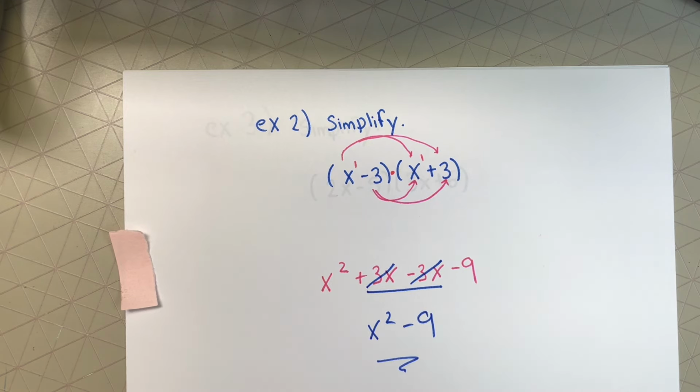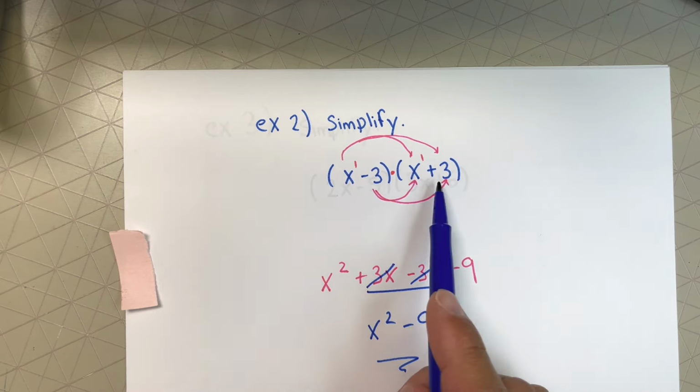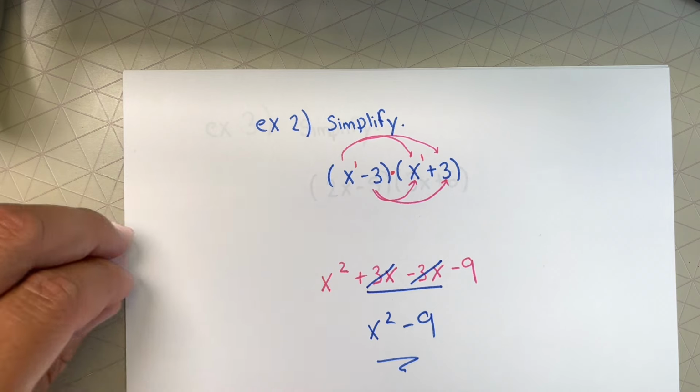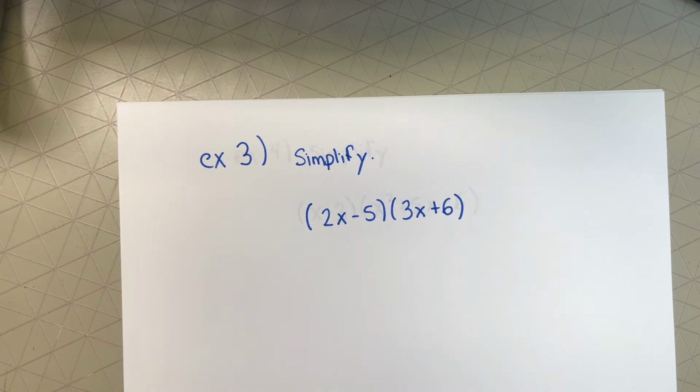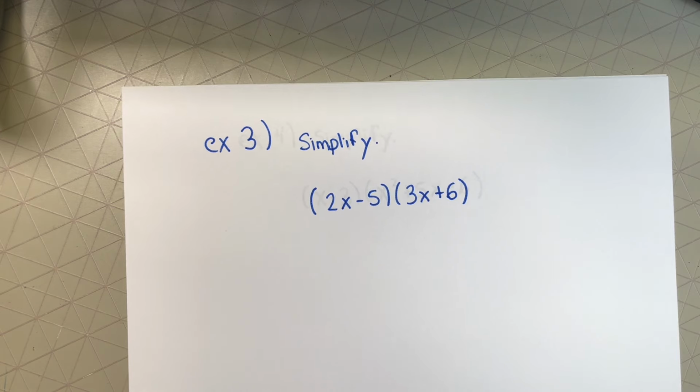Notice in this one, I had a 2 by 2, but I ended up with 2 terms. Why? Because the middles ended up canceling out, which happens when these are opposites. And that's because this is a difference of 2 squares, which you'll learn at a later time. Okay. Now for example 3, again, when you feel confident, try to do it on your own. Pause the video and then play it.